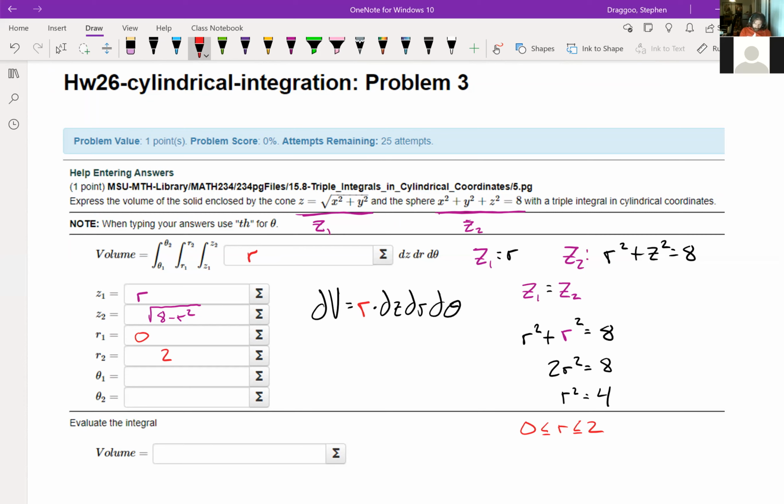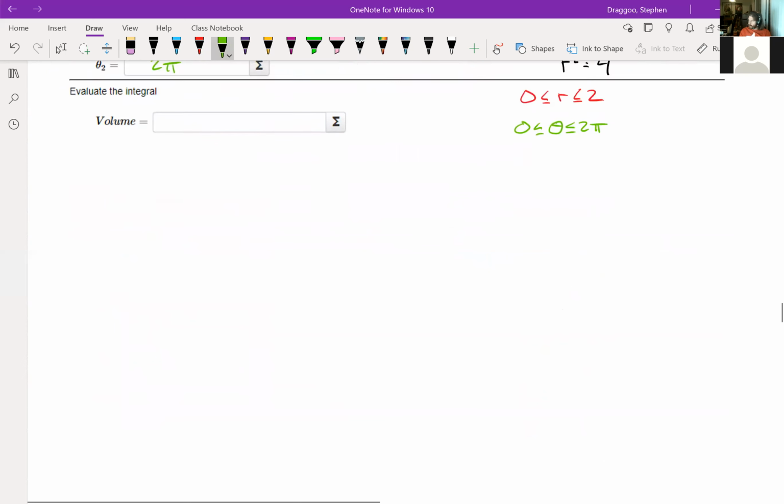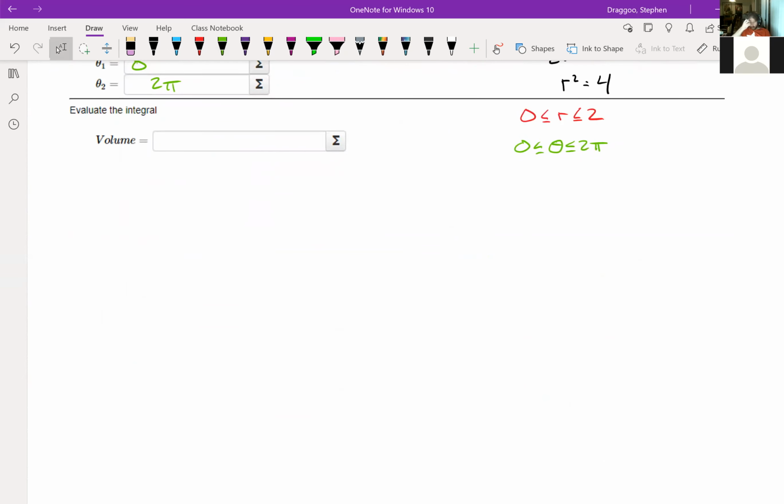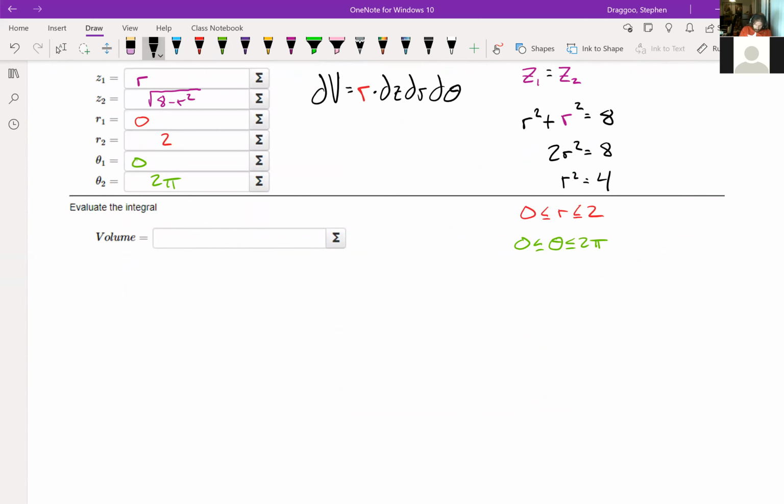And I want the full circle. So once again, I'll just have theta doing its default 0 to 2 pi. All right, here's where, was I smart enough to keep all that work? Nope. That's okay. Well, let's just do this thing. Triple integral. And try and keep them all somewhat organized. We are integrating r times dz first, then dr, and then d theta. Theta is from 0 to 2 pi. R is from 0 to 2. And z is from r to the square root of 8 minus r squared.